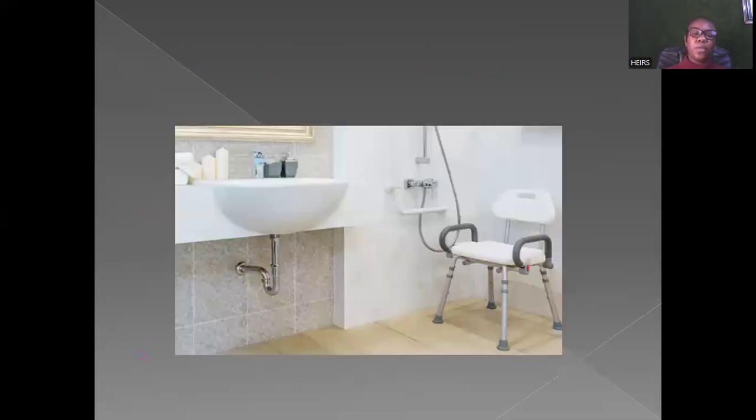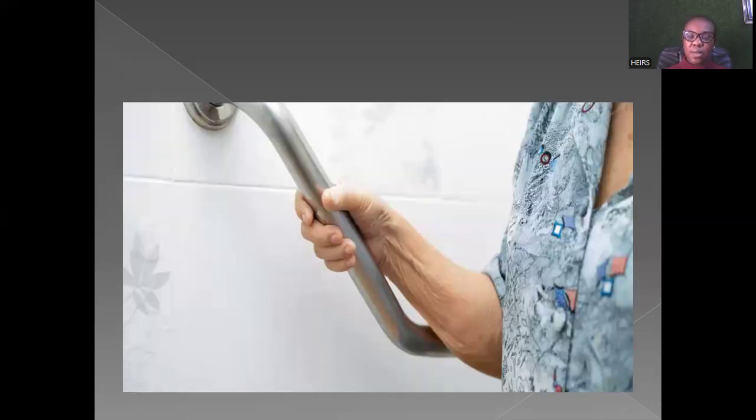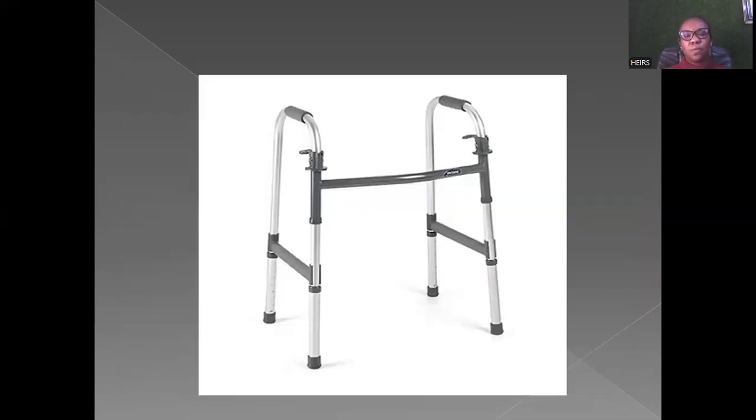So here I have a picture of a shower chair or bath chair. The elderly patient or disabled patient you have can comfortably sit on this while having their bath, and you can see the grab bar there just underneath the tap or the faucet. And this is an old woman holding the grab bar for support while walking within the house.